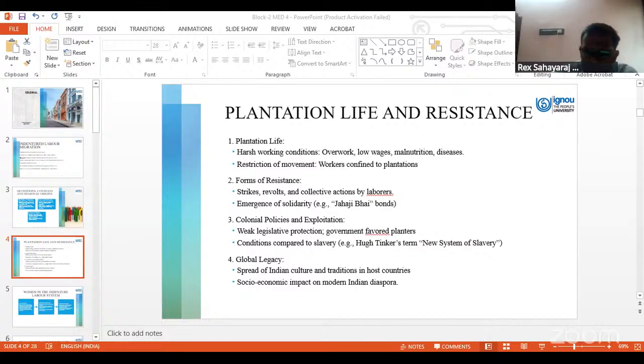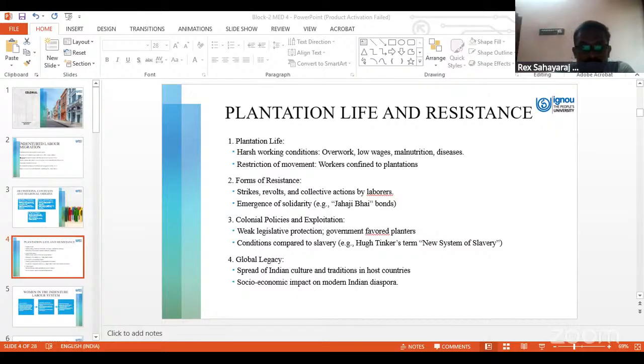So all we can say is that they were all exploited. They were not given the dignity of their work, the dignity of being human, and their rights were violated during that time.